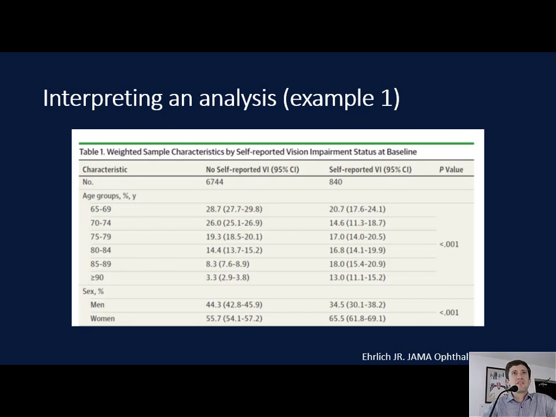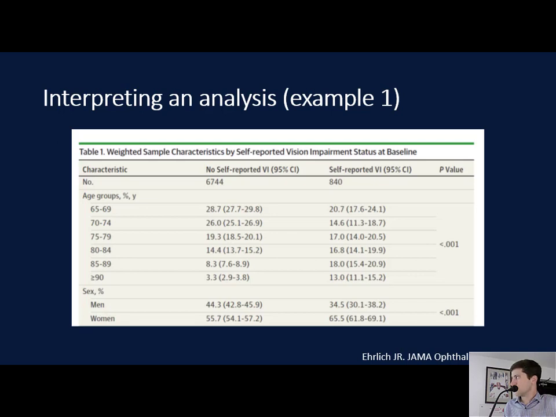I heard, I'm sorry, chi-squared? Yep, exactly. So we use a chi-squared test, and we found that there was a difference, right? Not surprising. There's a lot more vision impairment in older people than there is in younger people, and we can see that because 3.3% of the over 90 crowd did not report vision impairment, but 13% did, right? So big difference right there.